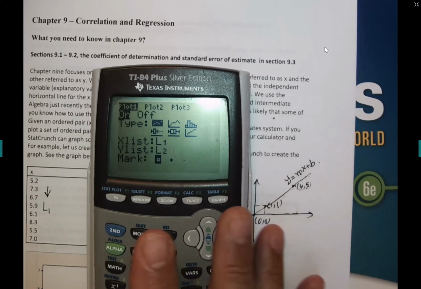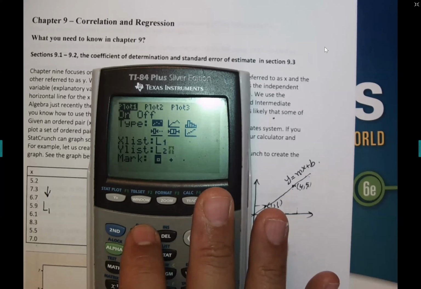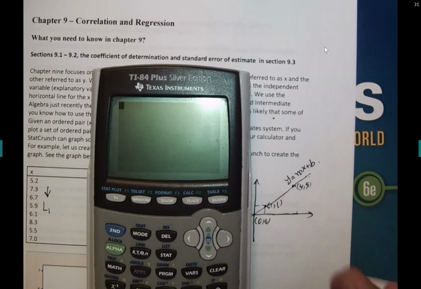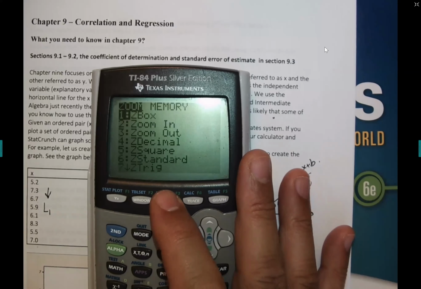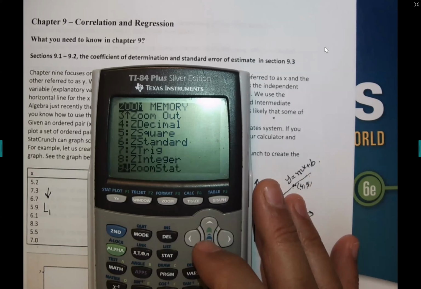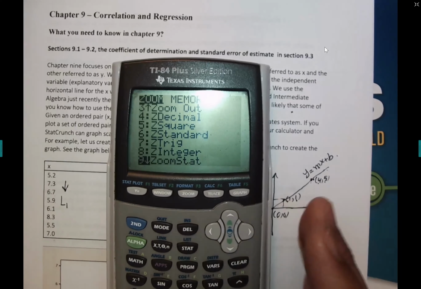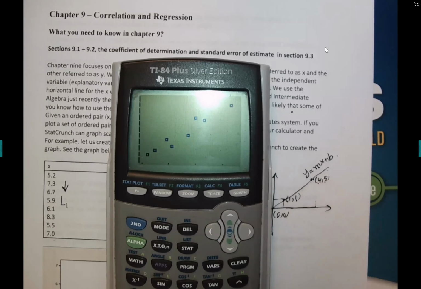And then quit. How do you quit the screen? Just second and quit right here. This is from the previous screen. I'm going to clear it. Now watch, guys. Click on zoom and go to number 9, which is zoom stat, and hit enter, and you will see the points. There you go. If you count them, guys, there are 8 points.